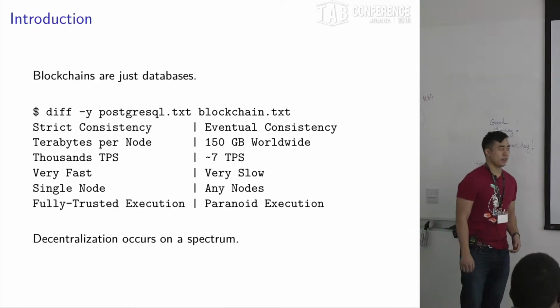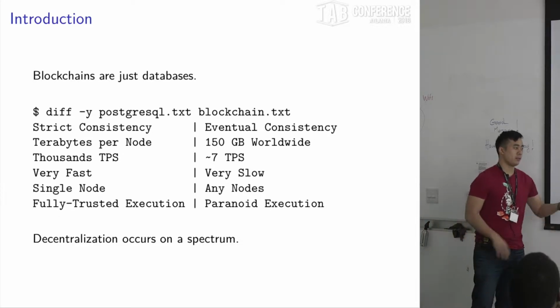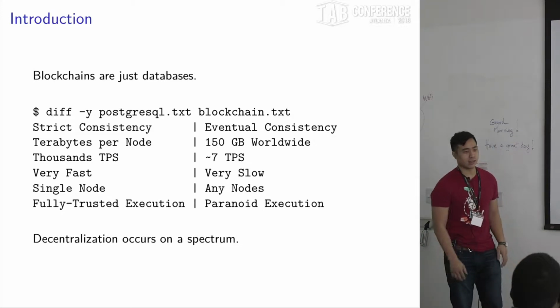Like, what kind of execution can we allow here? And I kind of just made a word up. It's more like paranoid execution. We can't trust anything here. We need to add a lot of checks and guarantees to make sure this data is okay.